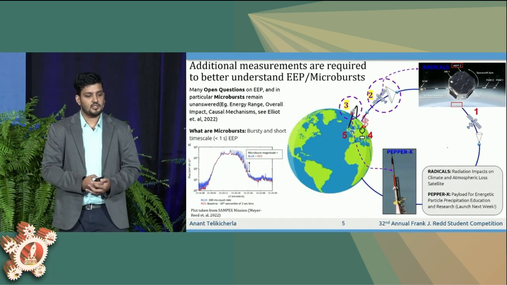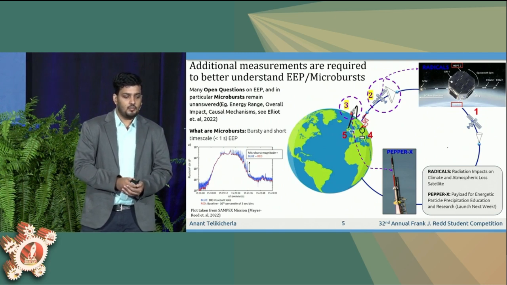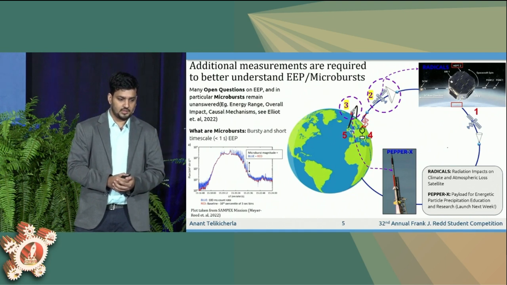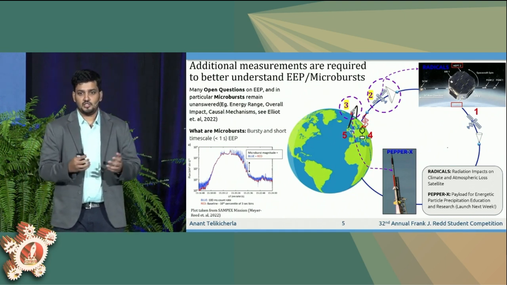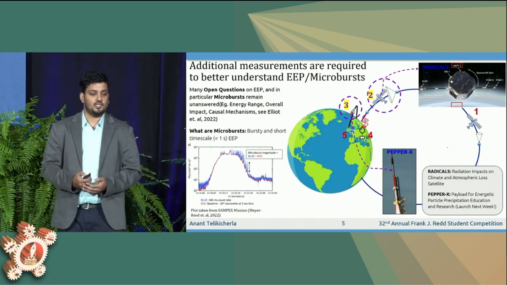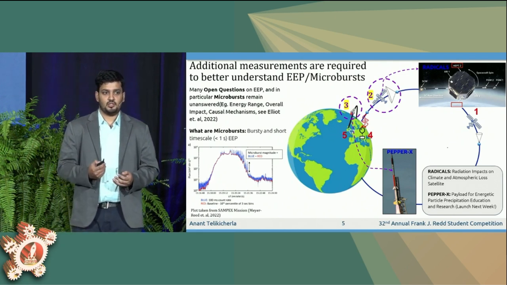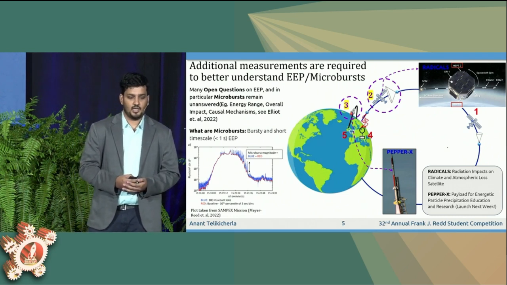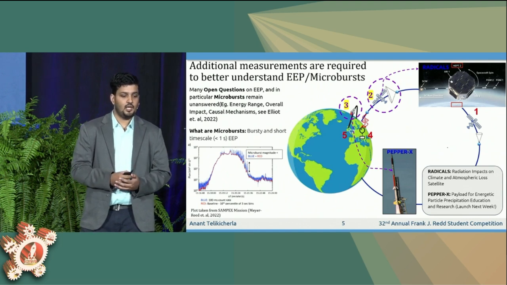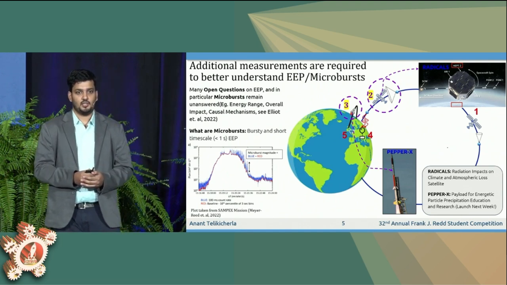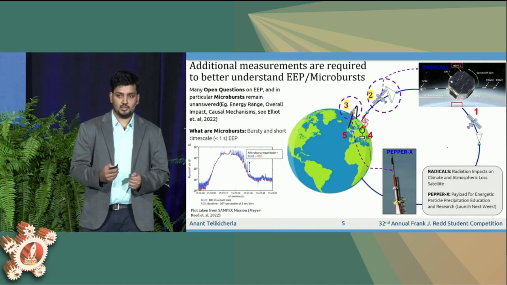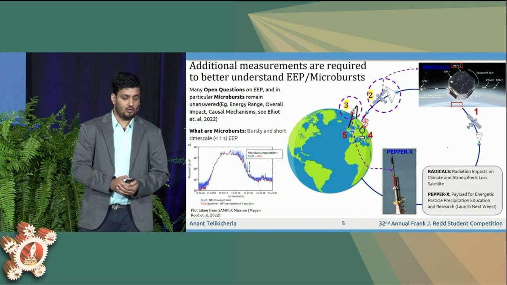To better understand this, there are many open questions about this precipitation process. First of all, what is the energy spectrum of the electrons that are precipitating? What is the flux? What is the causal mechanism, and so on? There have been previous missions, but due to limitations in the instrumentation available, these questions have not been answered perfectly. And particularly, one phenomenon that's of interest to the scientific community is microbursts.